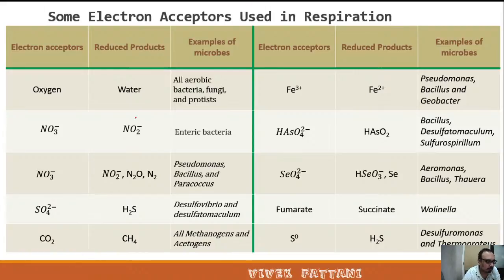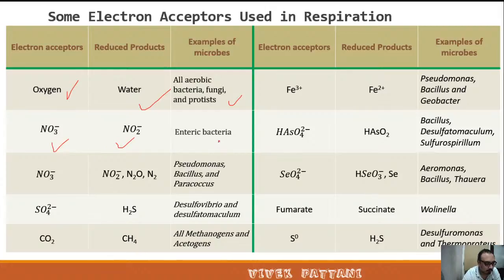Starting with the first one, which is oxygen for aerobic respiration. Finally the product will be water. Examples are various aerobic bacteria, fungi, protists, etc. Now the anaerobic respiration part, which is the main part of our topic, of which the first one is nitrate, which is converted into nitrite.